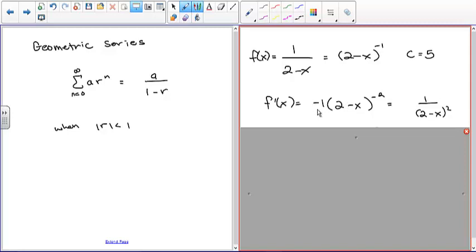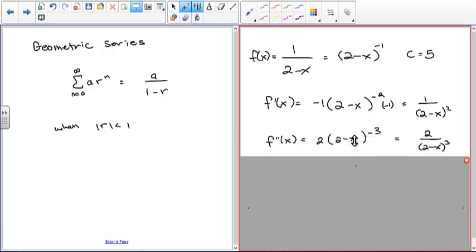Well, no, actually that's not true. There's actually two negatives here. There should be a negative from this, and I didn't have it in here, so let me put it in here. So you also have a negative 1. That's the derivative of 2 minus x. So you end up with plus 1 over 2 minus x squared.